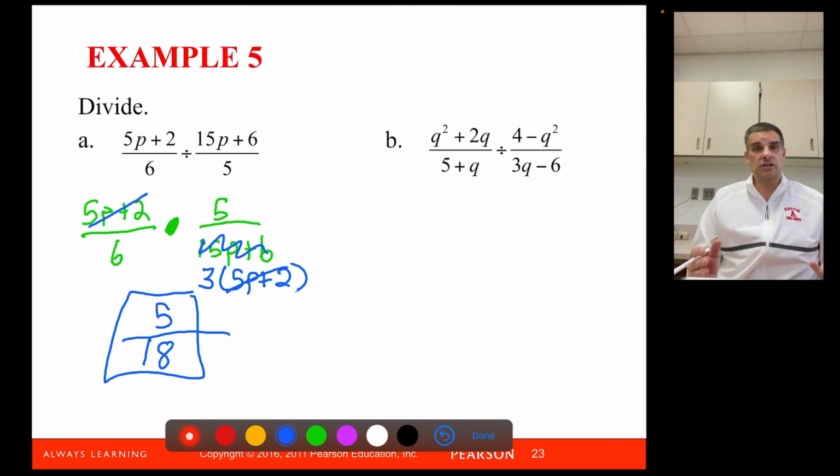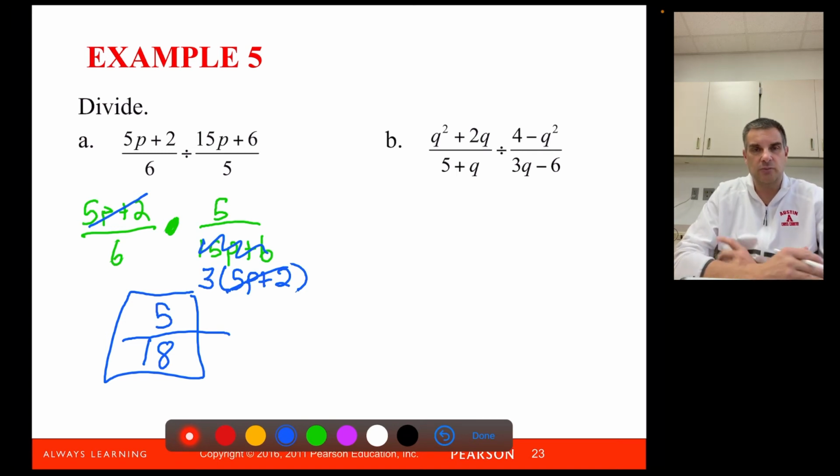So division, rewrite it first as a multiplication problem by changing it to multiplication and inverting it. Then factor out any piece you can. Cancel out any things that are alike on the numerator and the denominator. And then multiply top times the top, bottom times the bottom. Okay.